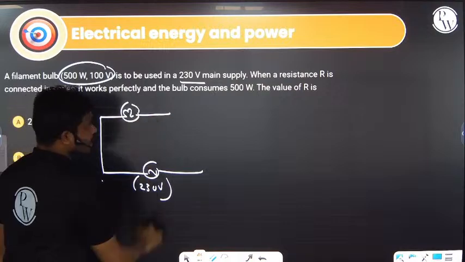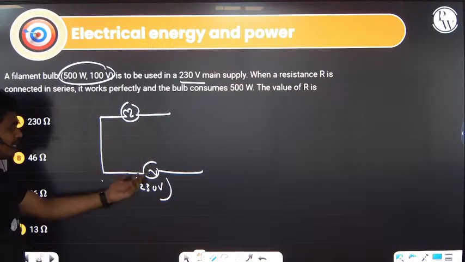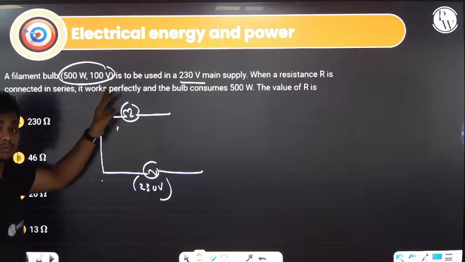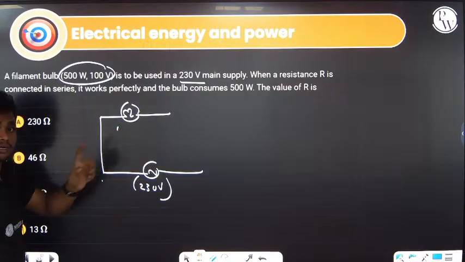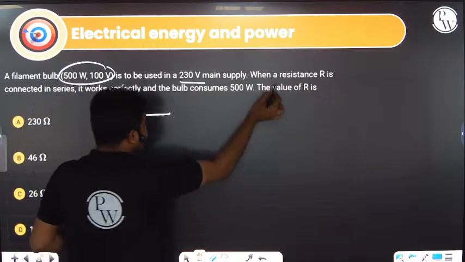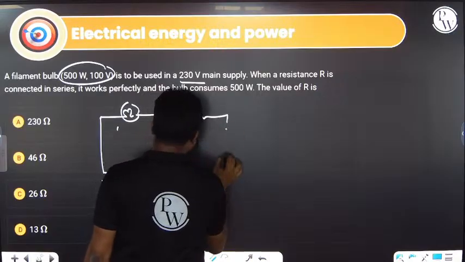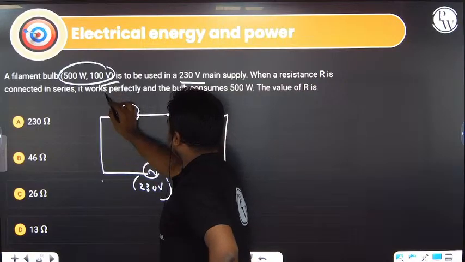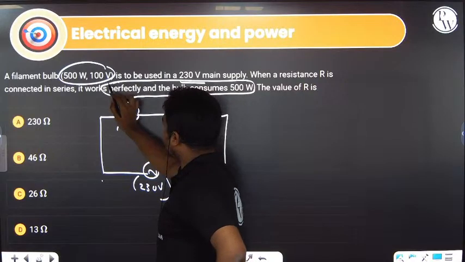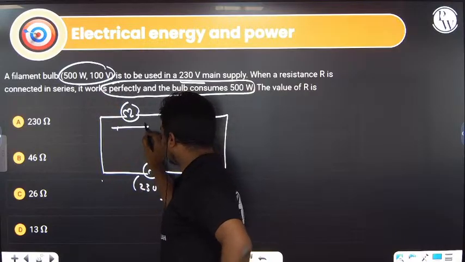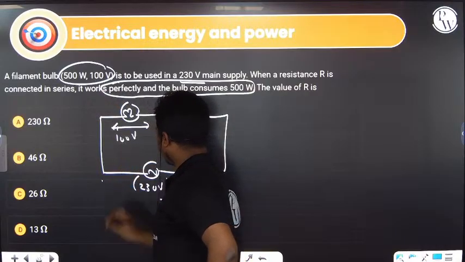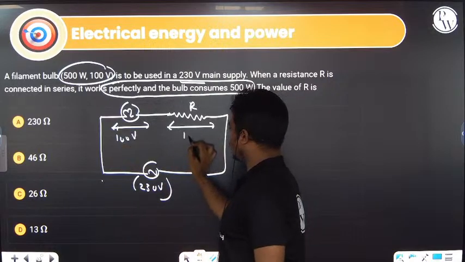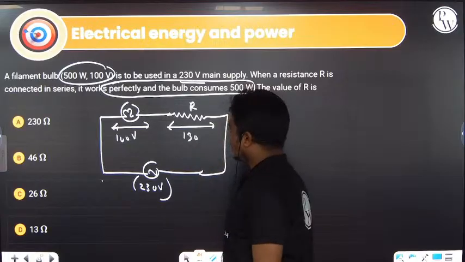In that case, if I directly connect this bulb with the supply, the supply voltage is 230 volt and the bulb is rated 100 volts, so obviously this bulb will fuse. For that purpose, one resistance R is connected in series so that it works perfectly fine and the bulb consumes 500 watt. Means the maximum voltage across the bulb is 100 volt. Remember this. So what is remaining? Out of 230, 100 is going here, so this side will be 130.